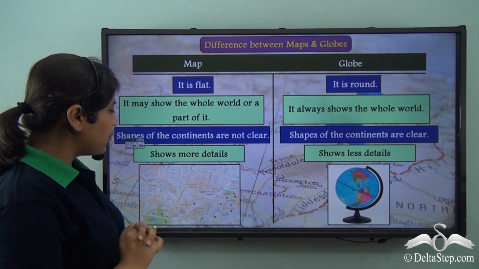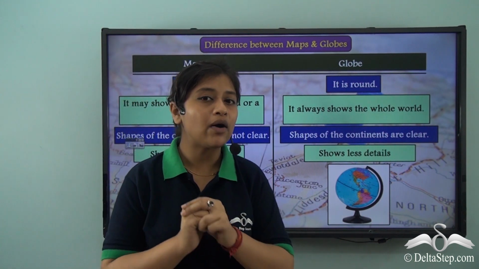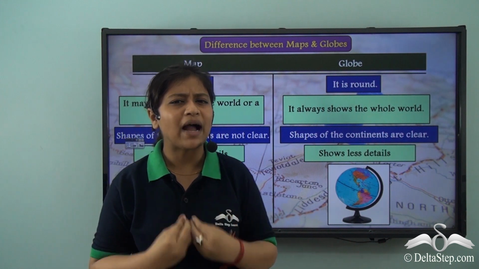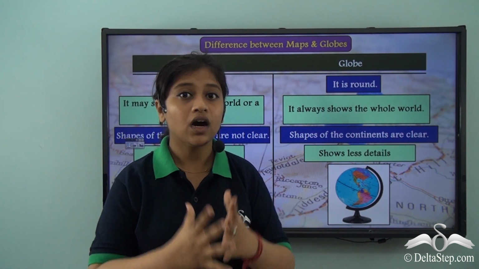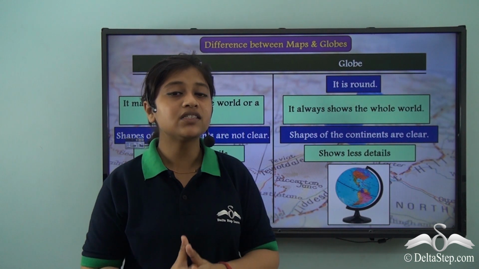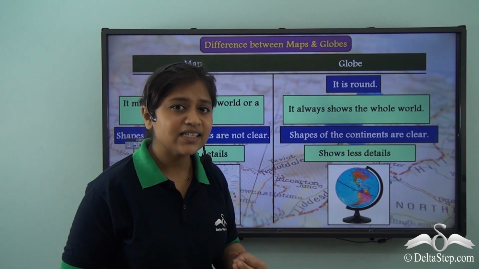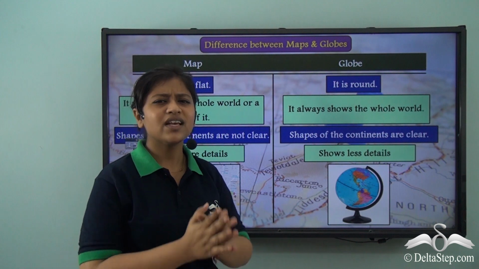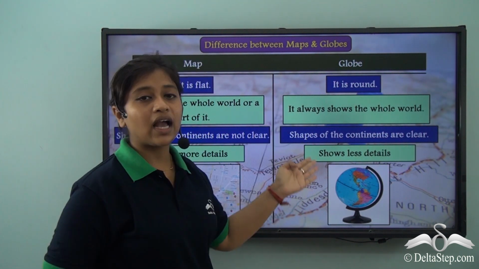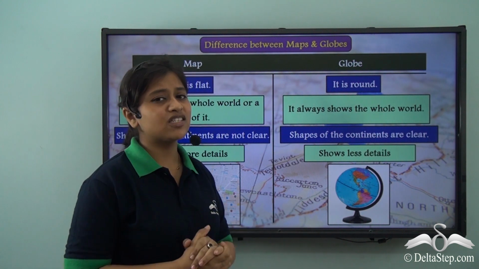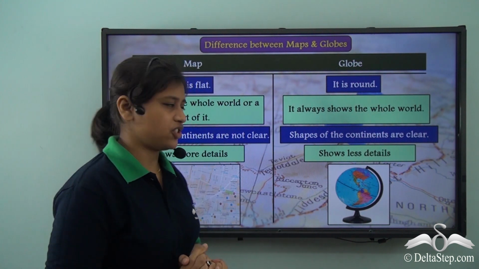Now, we know that when we talk about maps, they can give us minute details, like we can study a country, a continent, different water bodies, cities, lakes, valleys. So there's a lot to understand and read. But while we're taking a look at the globe, it does not give us so much information.